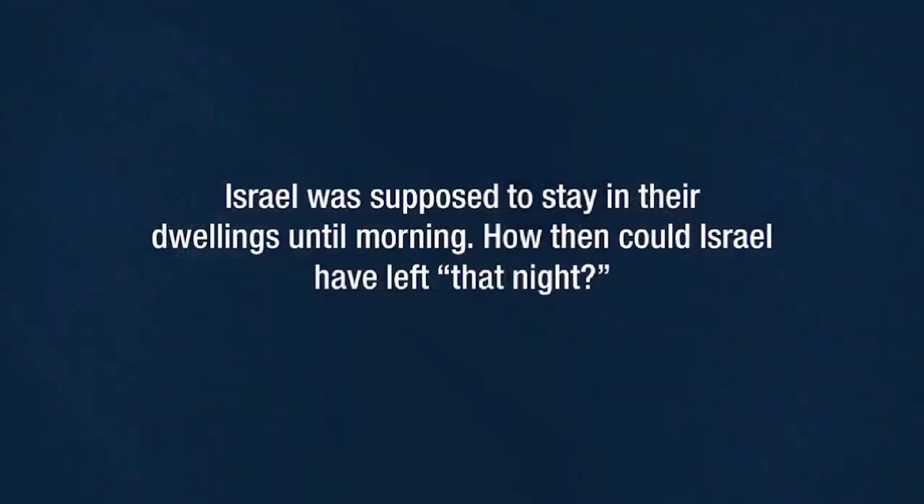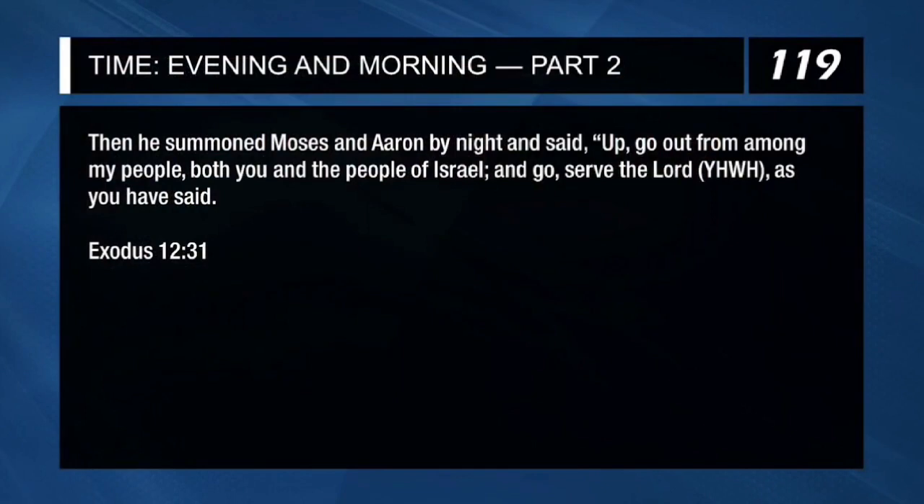Objections. Despite the conflicts that would occur in a morning-then-evening model, there still are a few objections that need to be addressed. Israel is supposed to stay in their dwellings until morning. How then could Israel have left that same night? We know that Moses and Aaron certainly did not stay in their homes. Exodus 12 verse 31: Then he summoned Moses and Aaron by night and said, "Up, go out from among my people, both you and the people of Israel, and go, serve Yahweh as you have said."